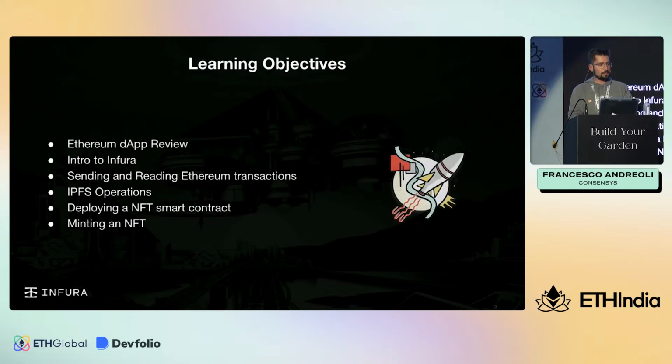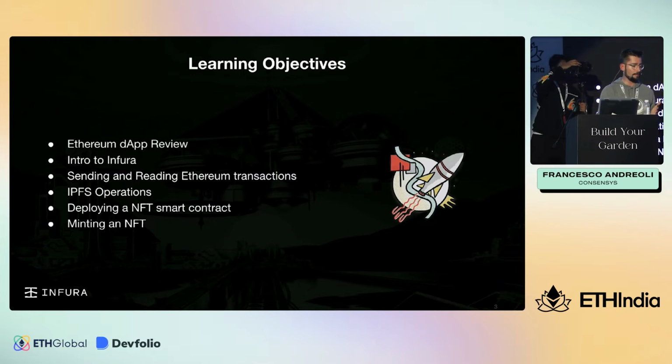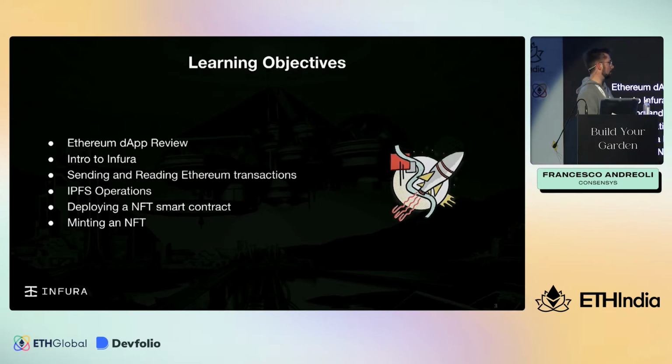So the idea of this workshop is to get an idea of what a DApp looks like, the review, the structure and the infrastructure that you want, an intro to Infura, and then do four basic operations: sending and reading Ethereum transactions, and an IPFS transaction where we are storing an image. That's quite exciting. And if we have time, I don't think we will, but I will definitely send you the resources, deploying an NFT on mainnet and minting an NFT on mainnet.